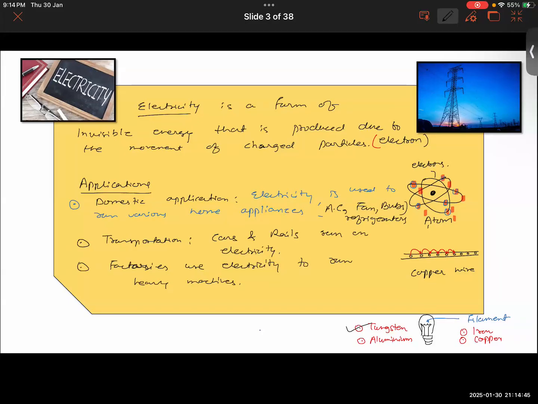Let me ask a few more questions, then we'll begin. Tell me about the scientist who invented the electric bulb for the first time. Who invented it? Thomas Alva Edison.